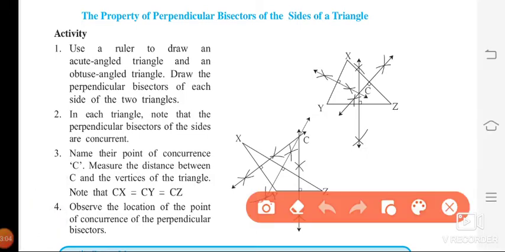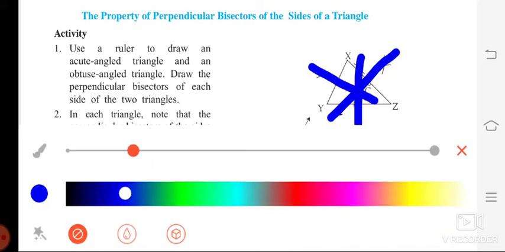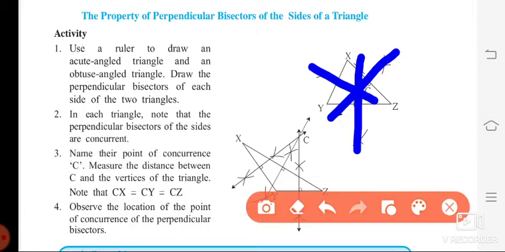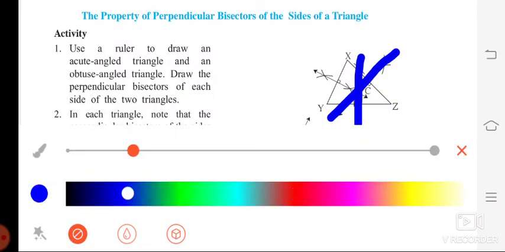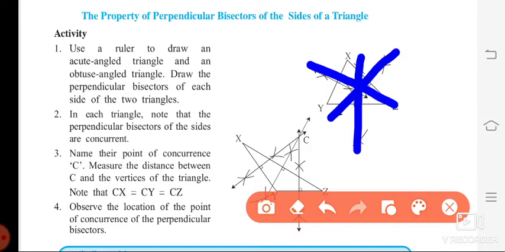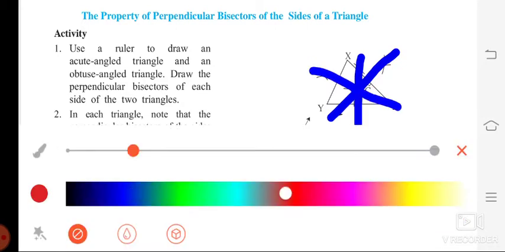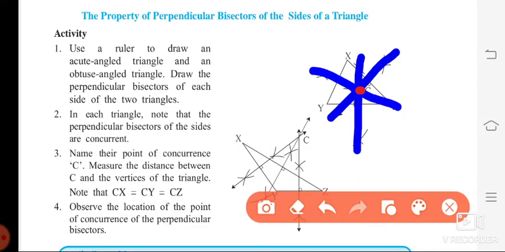Here we are drawing the perpendiculars on the three sides of a triangle, and they are also passing through one point. I will show that point with red color here. That point is also called the point of concurrence. So these are perpendicular bisectors, and these lines are passing through one point, and that point is called the point of concurrence, and the lines are called concurrent lines.